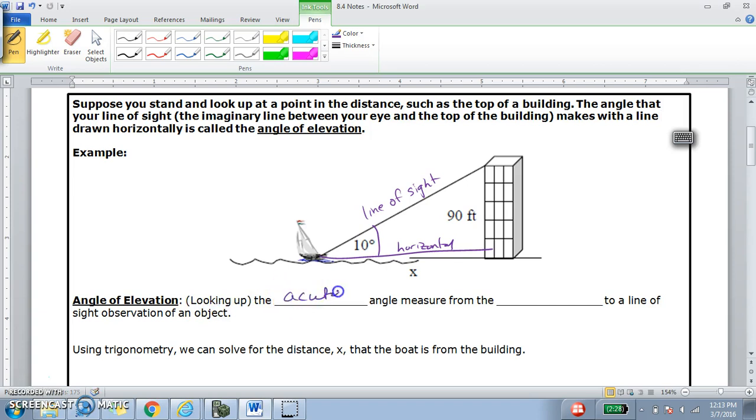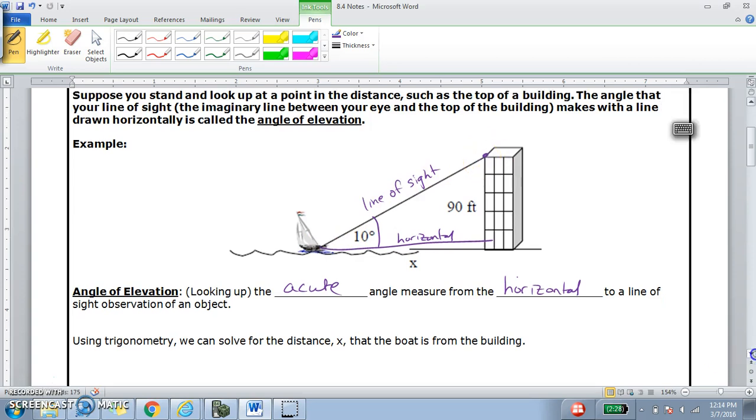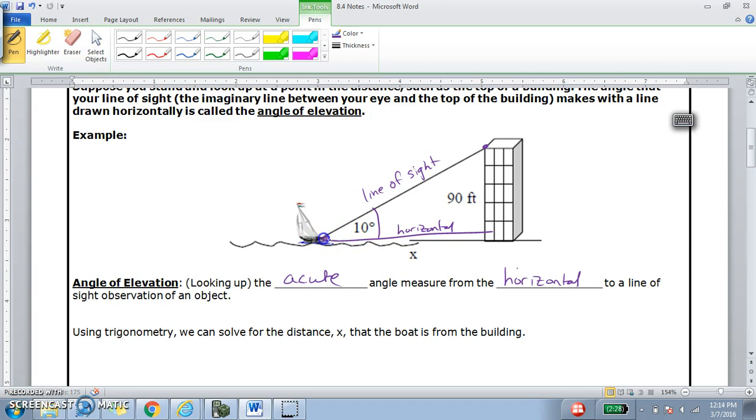It's the acute angle measured from the horizontal to a line of sight observation of an object. So let's say we're looking at the top of the building. Our line of sight is going to the top of the building. So using trigonometry, we can solve for how far your boat is away from this building or from shore or wherever you're trying to reach.